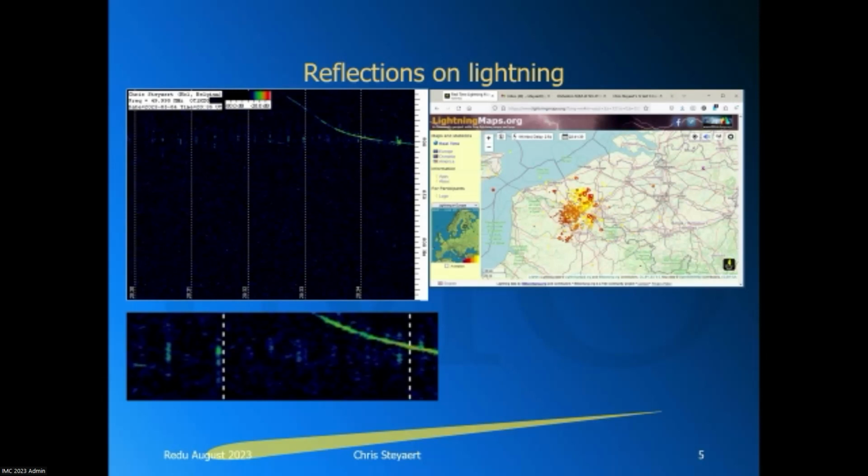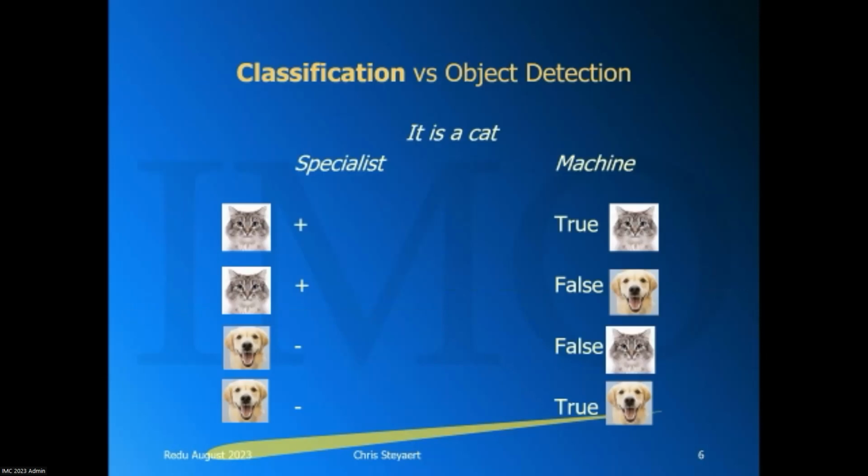Okay, now we're trying to automate that a little bit. And then you come into the domain of machine learning, AI, and all of that stuff. And this is a type of topic that is dealt with. Classification, that you might have heard of, seen.